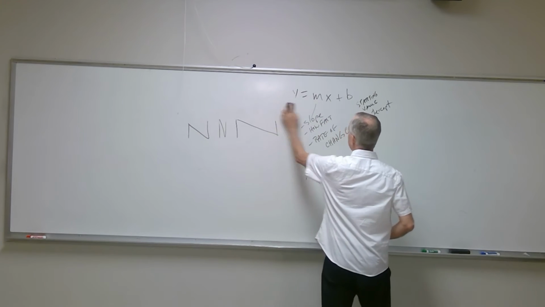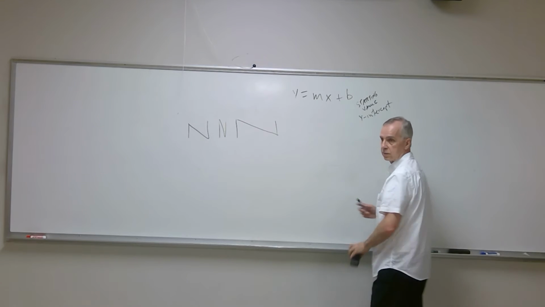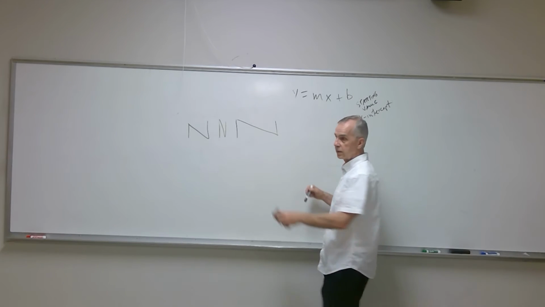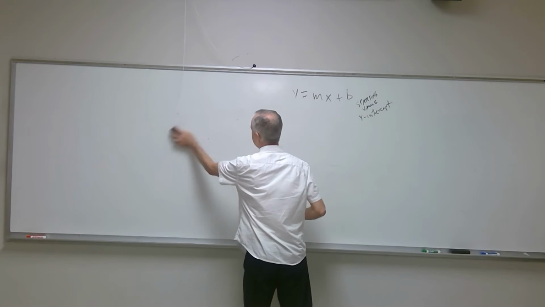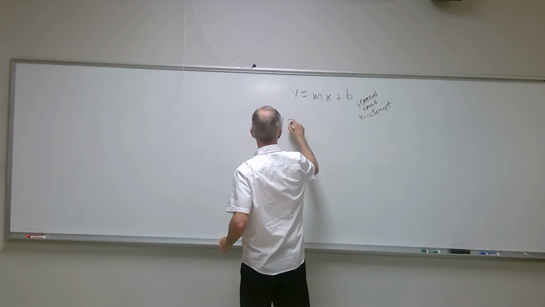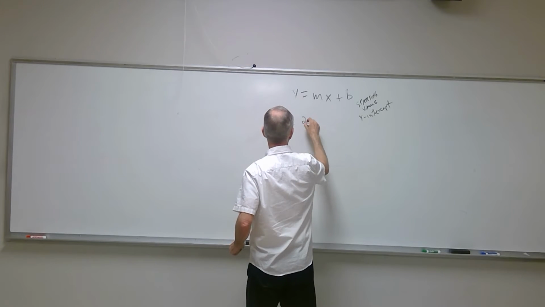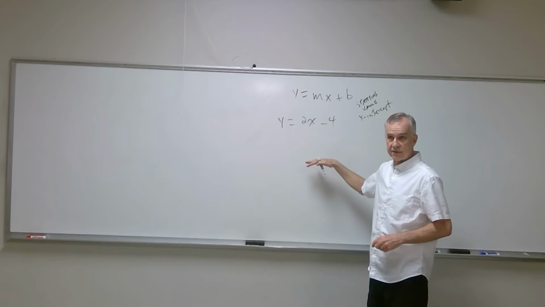All right, so here we go, again the same formula, but now we're going to go the other way. We're going to write the equation and then figure out what the graph is. Can I erase this? So this time we got an equation. How about this one? All right, so we want to graph this.